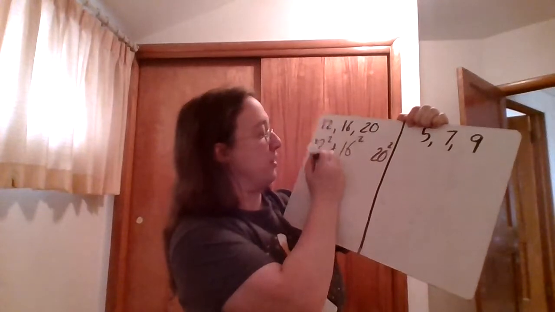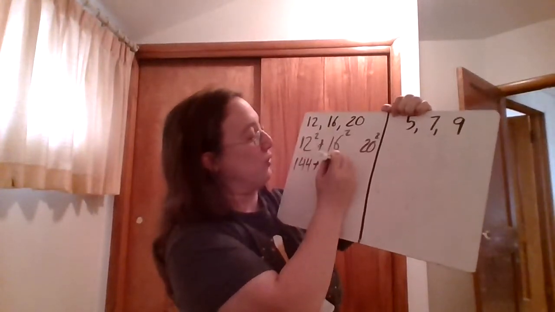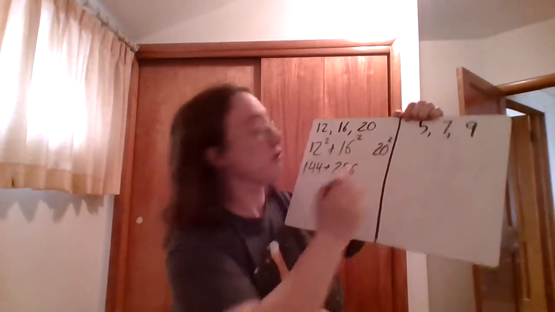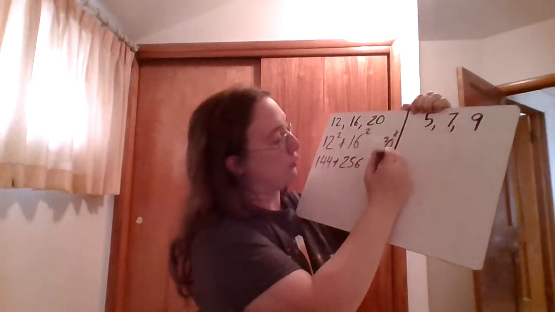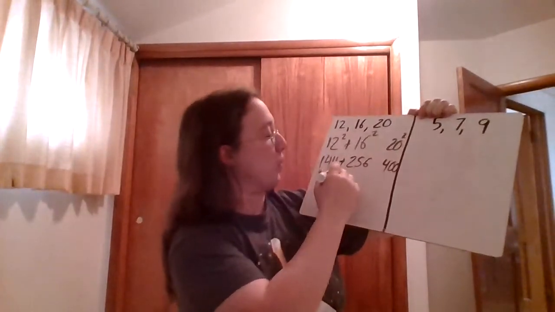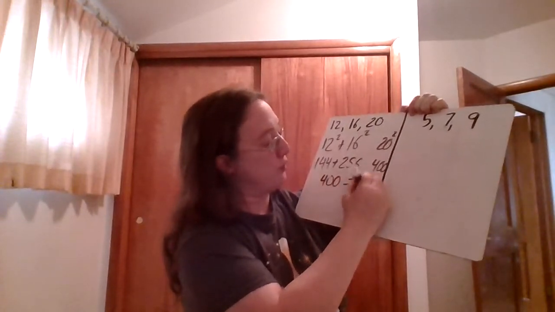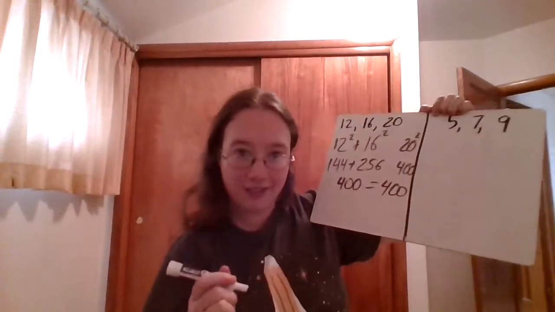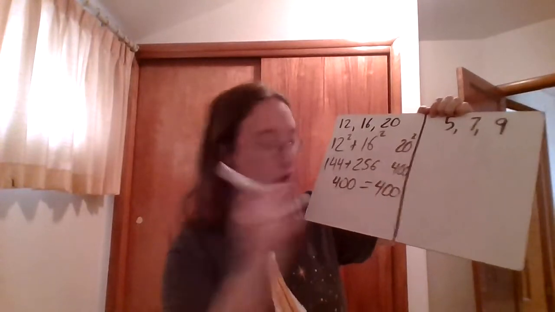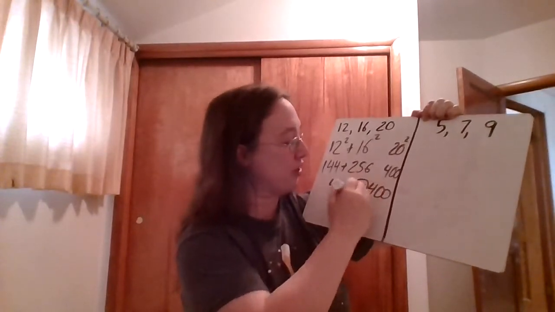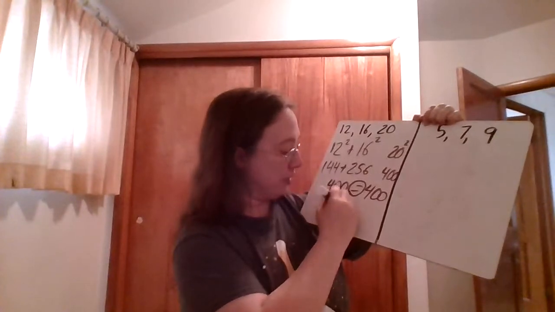So 12 squared is 144. 16 squared is 256. Yes, I did pick nice numbers on purpose. And 20 squared is 400. 144 plus 256 is 400. 400 equals 400. So this is a right triangle. So if a squared plus b squared equals c squared, it's a right triangle.